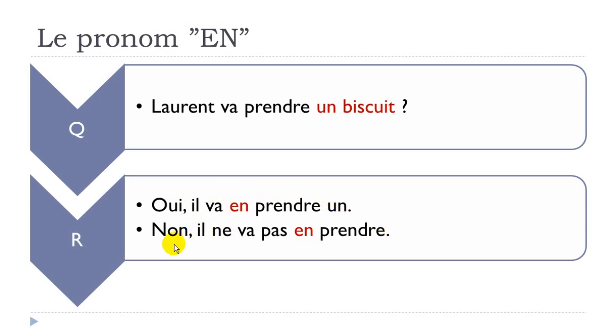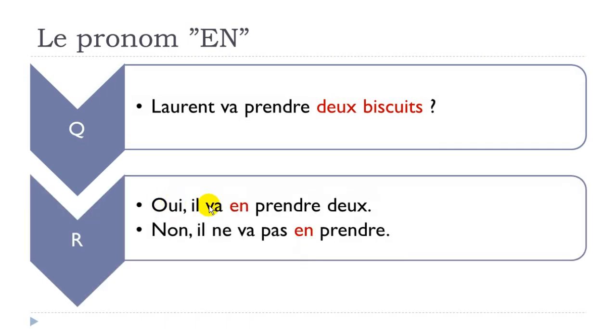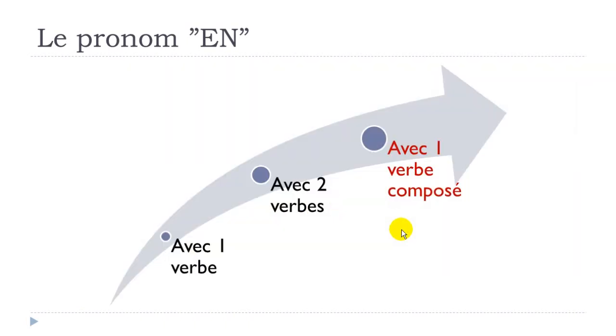Okay, and you get a good example here for the reason why I told you it should be before. Non, il ne va pas en prendre. Alright, because here you've got your aller verb, va. But then you've got the negative form, ne va pas. But then your pronoun should be before the second one. Okay? Il ne va pas en prendre. Let's see now. Laurent va prendre deux biscuits. Answer. Oui, il va en prendre deux. Non, il ne va pas en prendre.